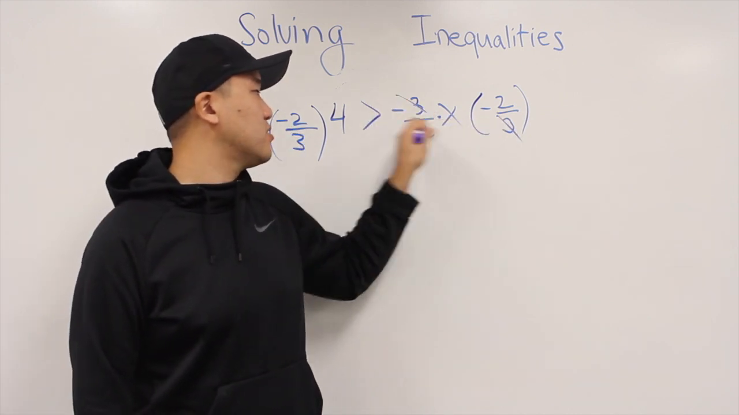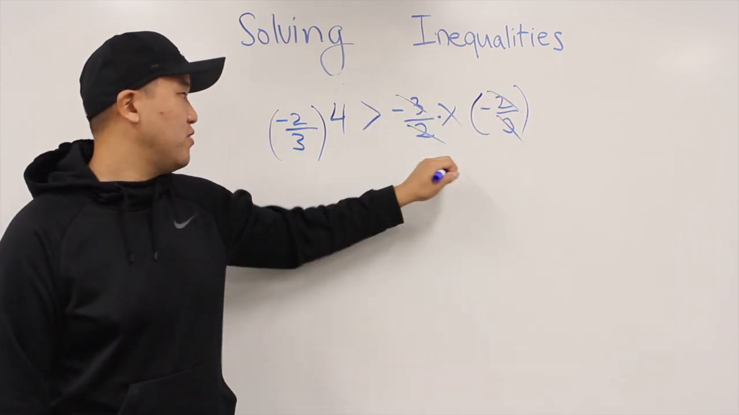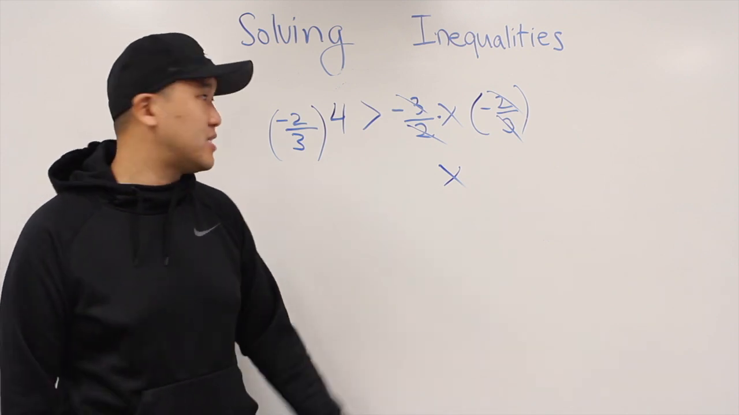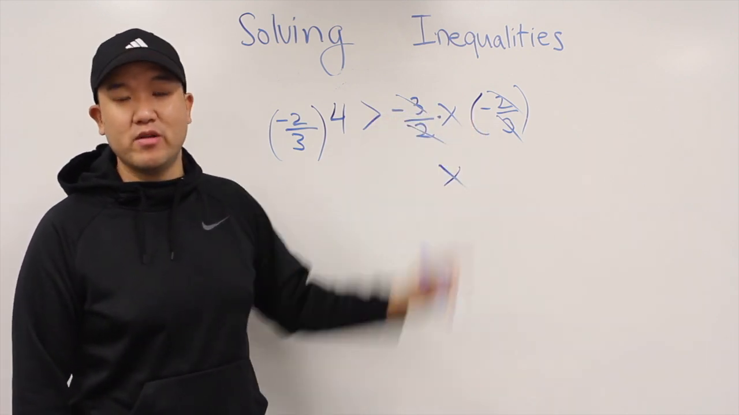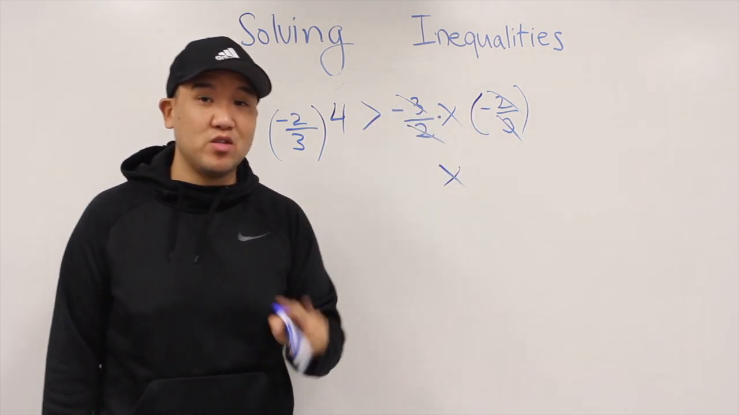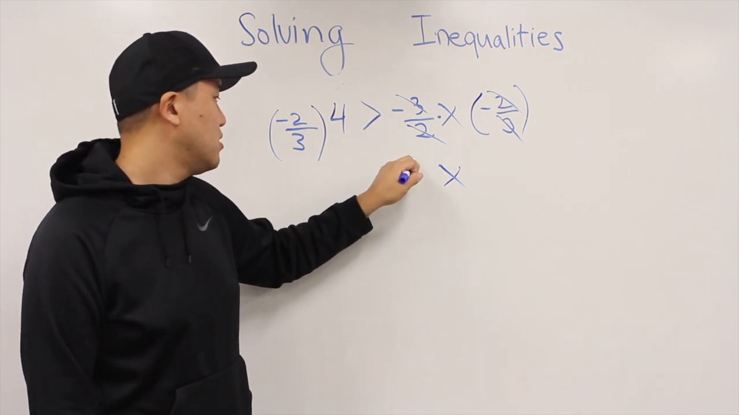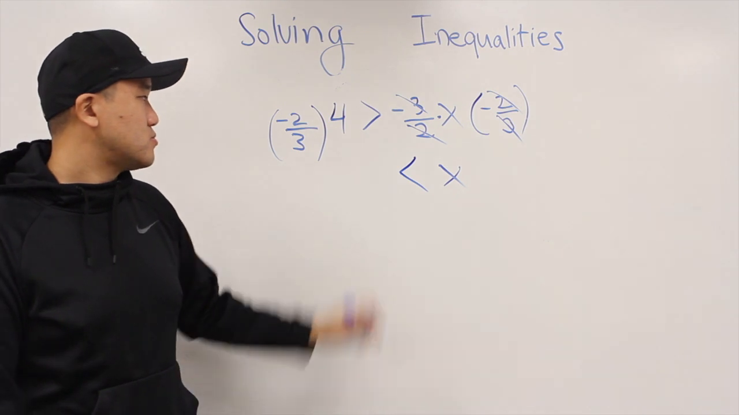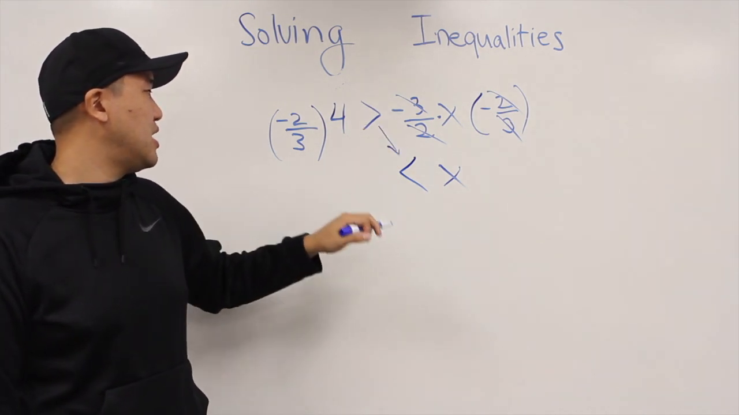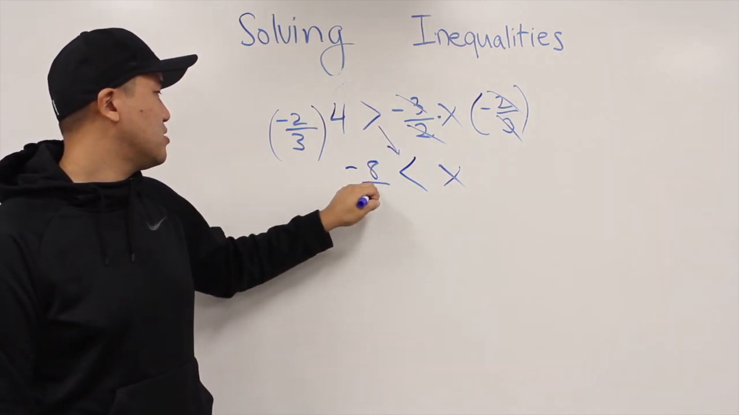The 3's cancel out, the 2's cancel out. You're left with x by itself, but what did we multiply by? We multiplied by a negative, so what do we have to do? We've got to switch the signs. Instead of that, we're going to go the other way. So as you can tell from here to here, we switched the signs, and here we get negative 8/3.